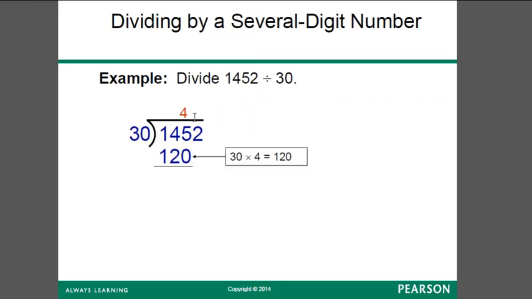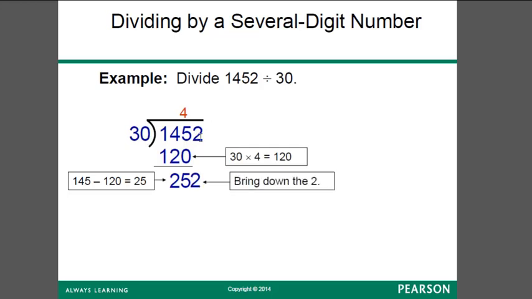Multiply my 4 times 30, and I get 120. Subtract 145 minus 120, and I get 25. Notice, whenever I do my subtraction, this number is always less than this number. That's very important. If this number becomes larger, you did something wrong. Okay, you need to go back and look. Your remainder right here always has to be less than the number you start out dividing by.